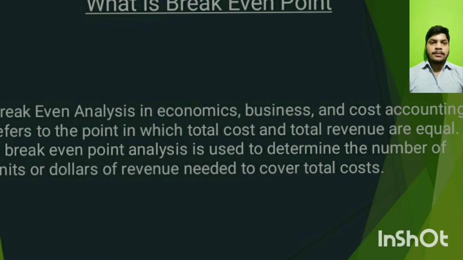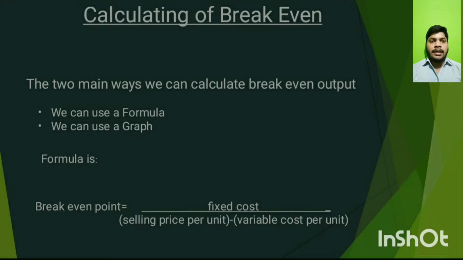Next slide, please. The two main ways we can calculate break-even output. First is we can use a formula, and then second is we can use a graph. Formula is break-even point is equal to fixed cost upon bracket selling price per unit bracket close minus bracket variable cost per unit bracket close.